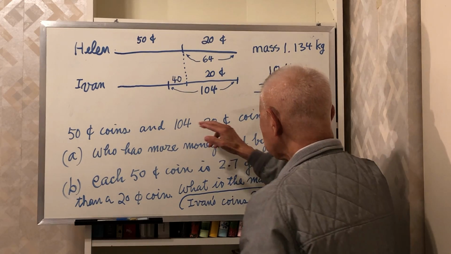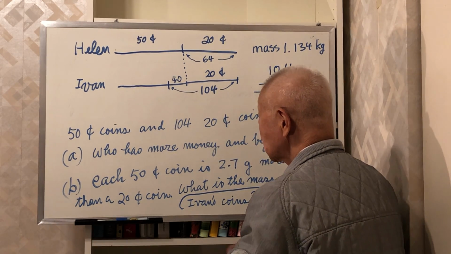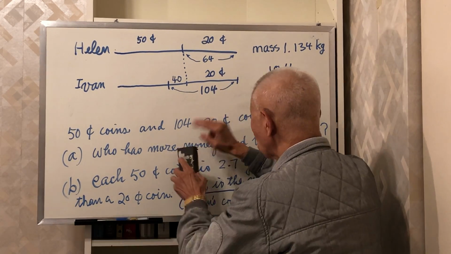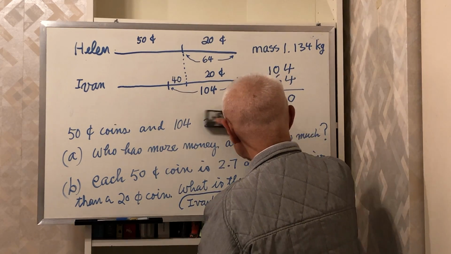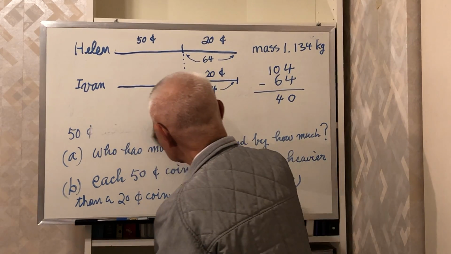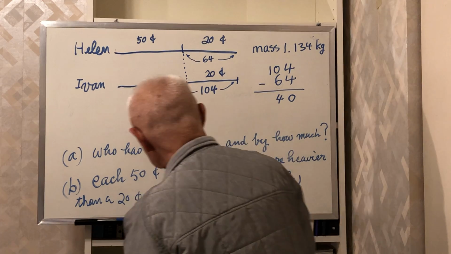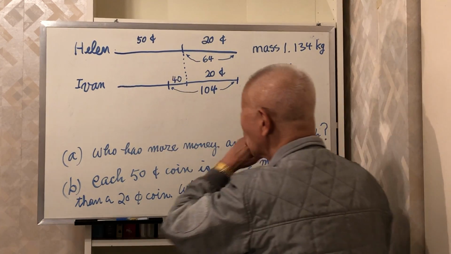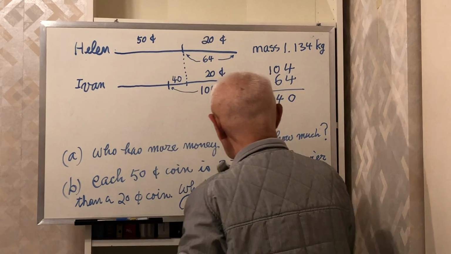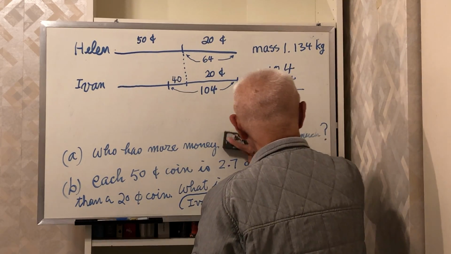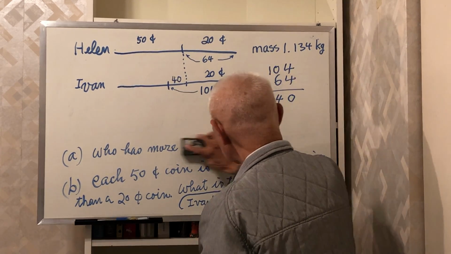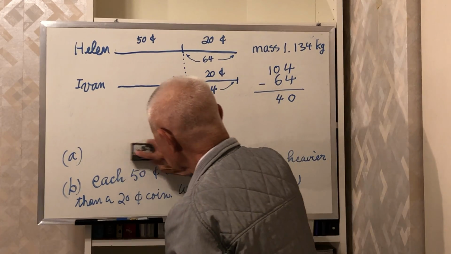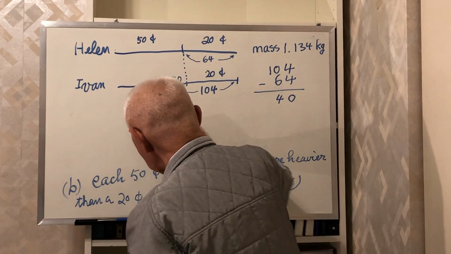Let me erase some of these. I have 104 here, so I can erase this. And, okay. Who has more money? Okay. And how much more? Okay. Well, I can erase that so that I can have more space.